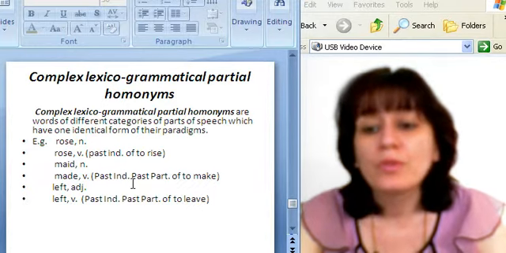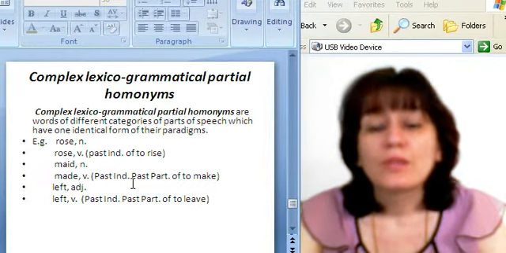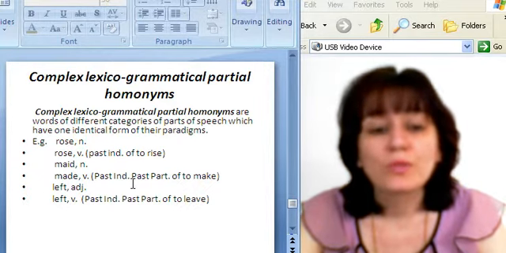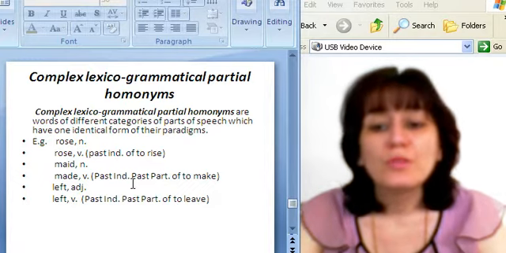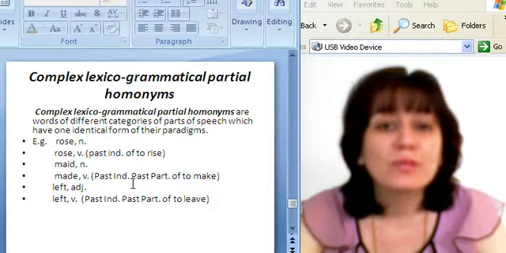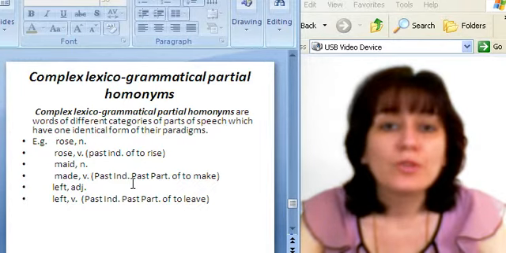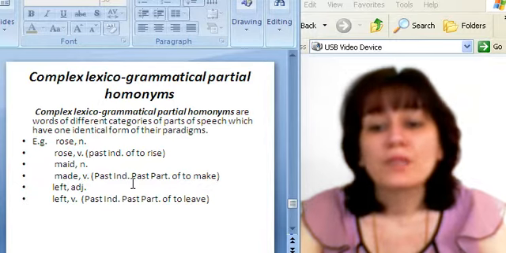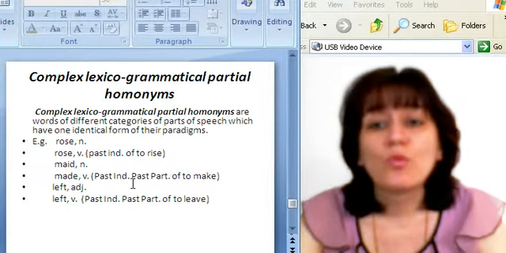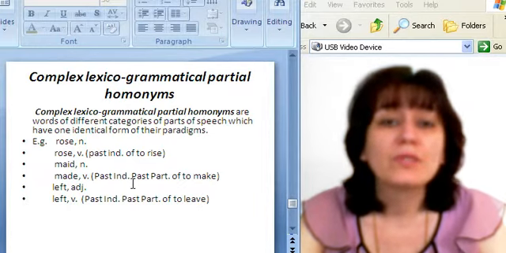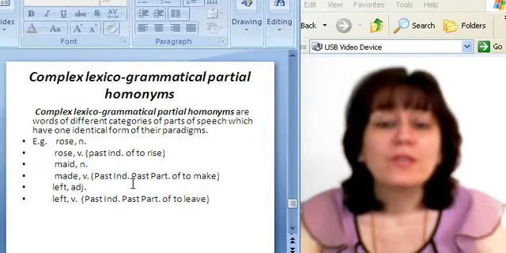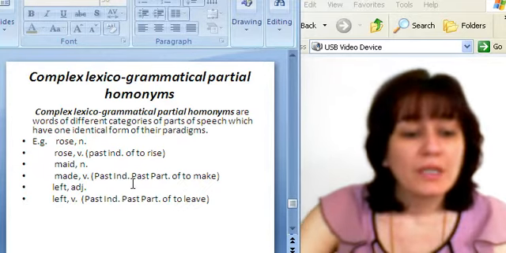Some other examples can be given as well, which are not presented here, such as bean and been. So bean as a noun, a seed or climbing plant containing seeds, eaten as a vegetable, and been as past participle of the verb to be. So one and won. So one is a number, for example, 1, 2, 3, 4, 5, and won as a past indefinite of the verb to win.